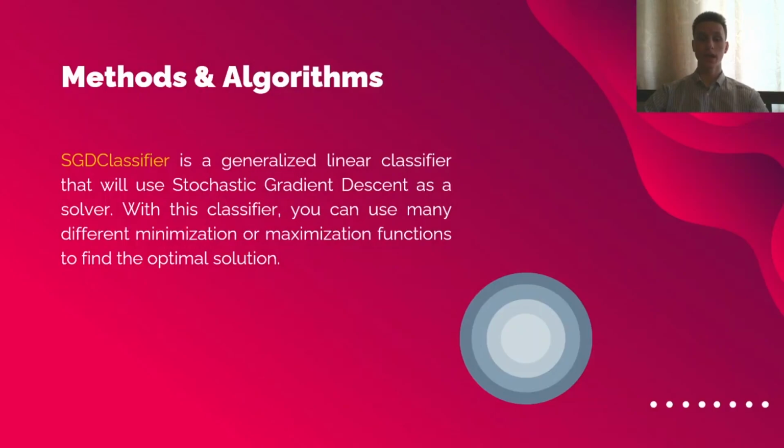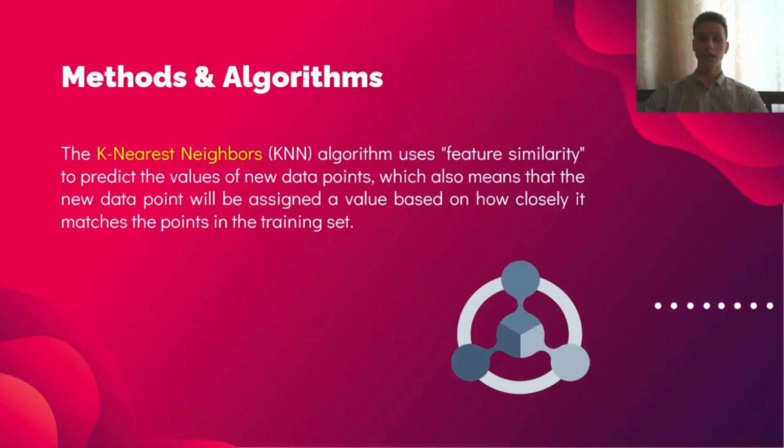Next one is the SGD classifier. It is a generalized linear classifier that uses stochastic gradient descent as a solver. With this classifier, you can use many different minimization or maximization functions to find the optimal solution. The next one is the k-nearest neighbors algorithm, which uses feature similarity to predict the values of new data points, which means that new data points will be assigned a value based on how closely they match the points in the training set.